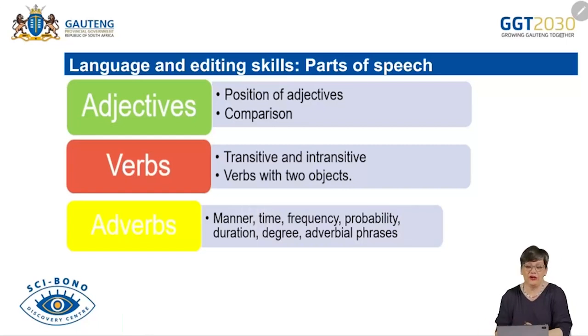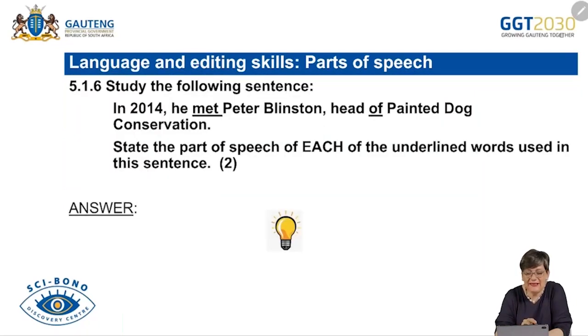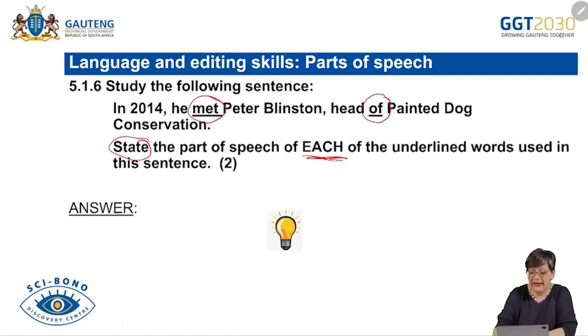Let's go to your question. Here's a question. So, we're giving you a sentence. Study the following sentence. Here's a sentence. In 2014, he met Peter Blinston, head of Painted Dog Conservation. State the part of speech of each of the underlined words used in the sentence. Now, when you write your answer, remember, we are going to start with this one first and then this one. So make sure your answer is very clear as well.